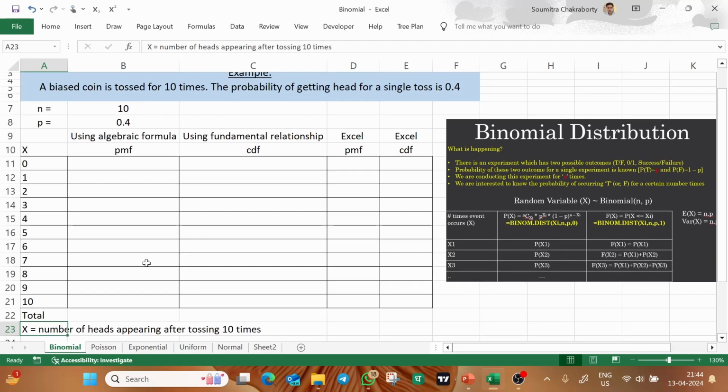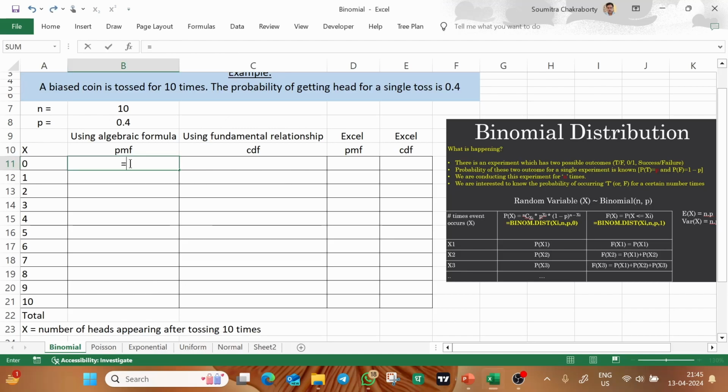So how many values can x take? Starting from 0, there can be 0 heads, 1, 2, up to a maximum of 10. You are conducting 10 experiments, that means 10 tosses. Out of that, maximum 10 times you can have heads and minimum 0 times. So based on this, calculate the PMF. I will use both the algebraic formula as well as the Excel PMF function. So the algebraic formula is this one.